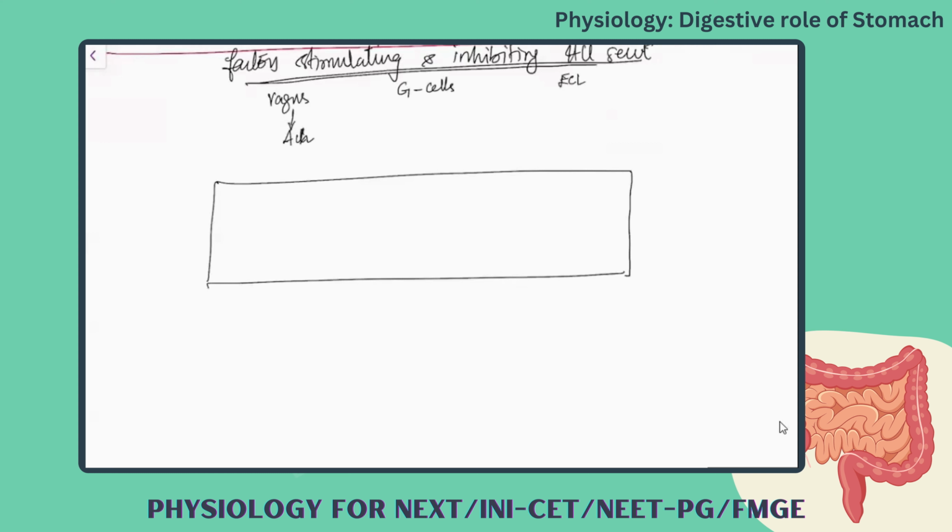The vagus nerve gives the stimulus through acetylcholine, which acts on its receptors. The G cells release gastrin, which also acts on the membrane. The enterochromaffin-like cells release histamine, which is also going to act on the membrane. So acetylcholine, gastrin, histamine, we have three factors which regulate the mechanism. Whether they inhibit or stimulate, we will see.